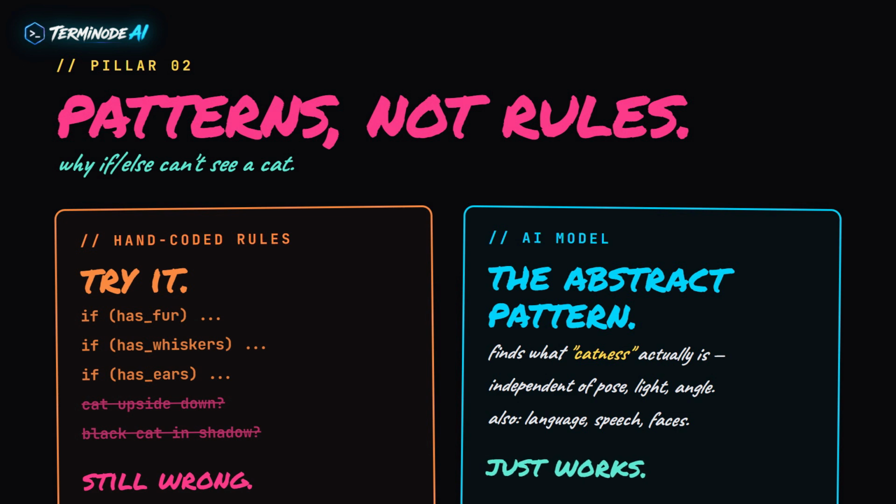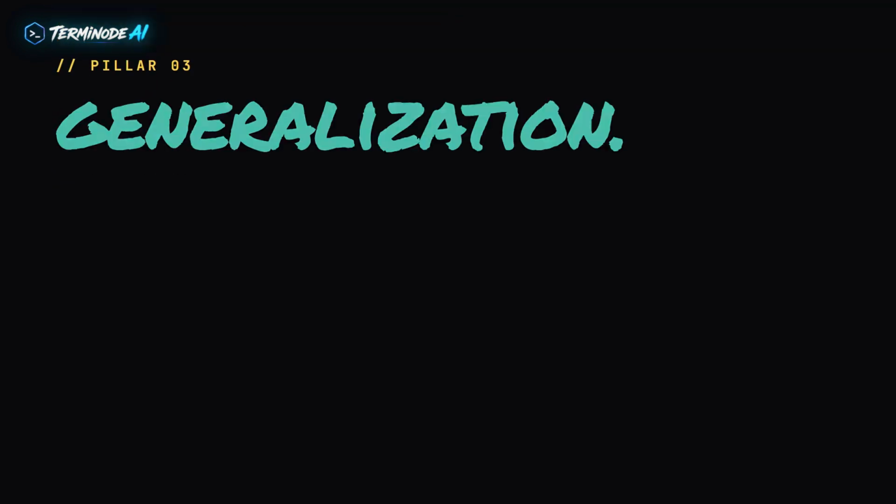The AI does not care about rules. It finds the abstract pattern of what a cat is, something no human could code by hand. This is also why AI is so good at language, speech, and faces. They are all fuzzy patterns.